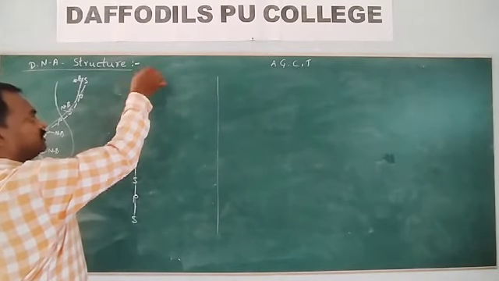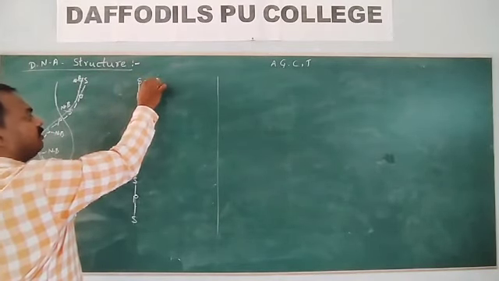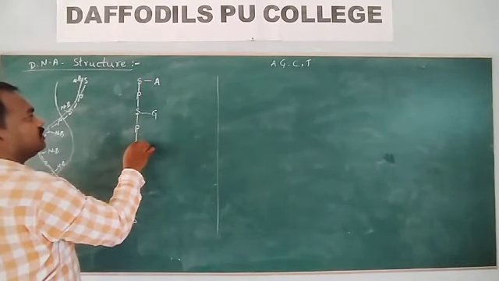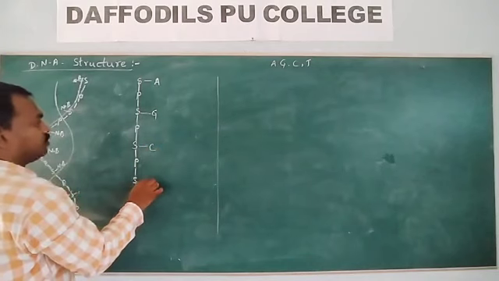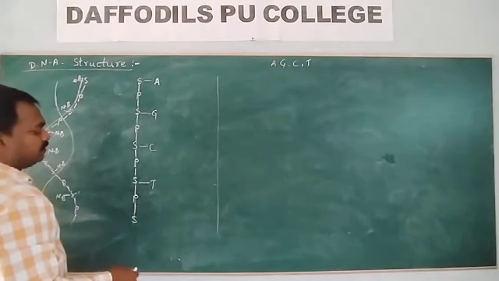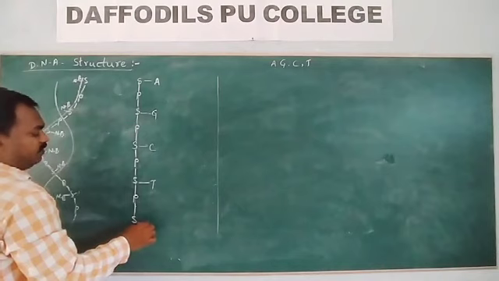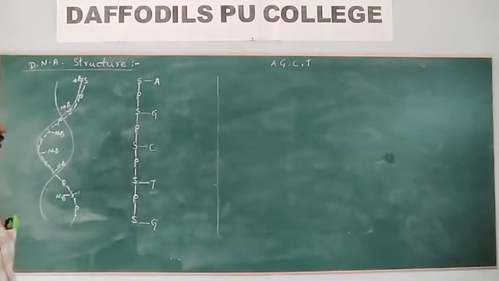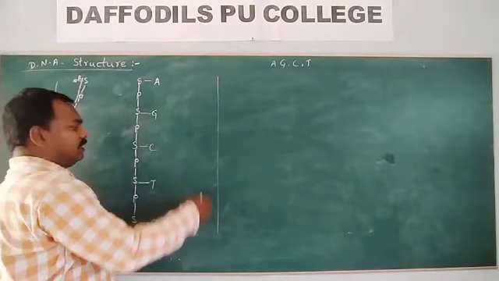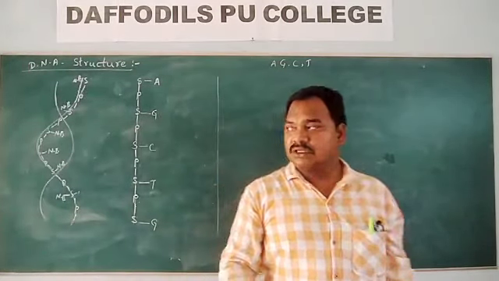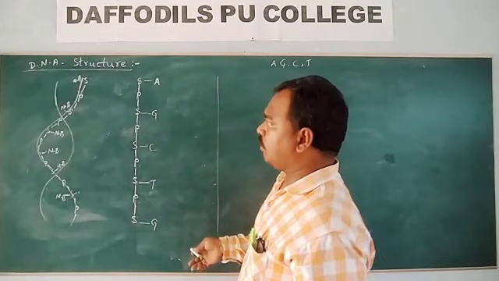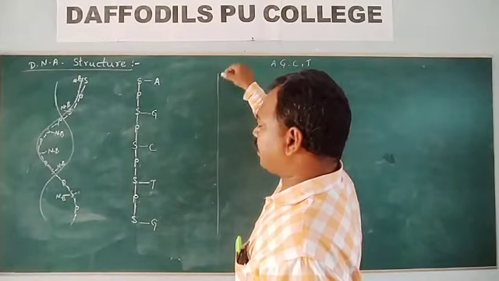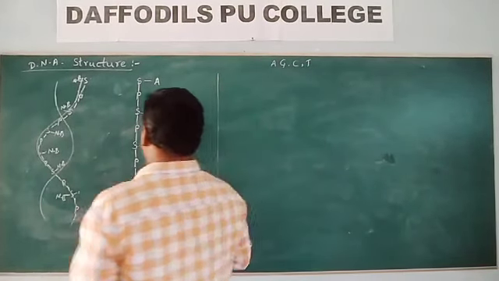For example, I am taking this sugar bonded with adenine. This sugar is bonded with guanine. This sugar is bonded with cytosine, and this sugar is bonded with thymine. And this sugar again bonded with any one, adenine or guanine. I am taking guanine. Now come to the other strand. This strand is also made with nucleotides.